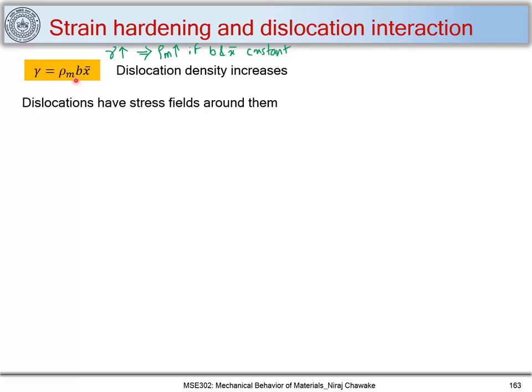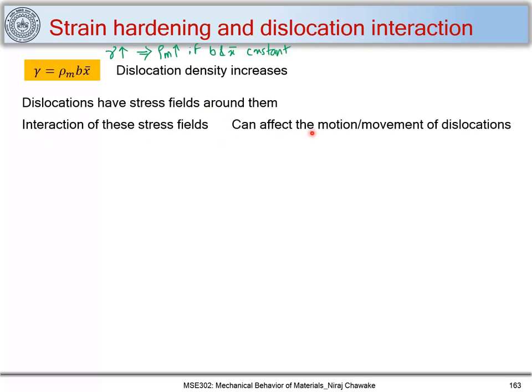And you know that dislocations have stress fields around them, and these stress fields will interact. When these stress fields interact with each other, it can affect the motion or movement of dislocations. Now let's understand this dislocation interaction in more detail, which leads to strain hardening in materials.